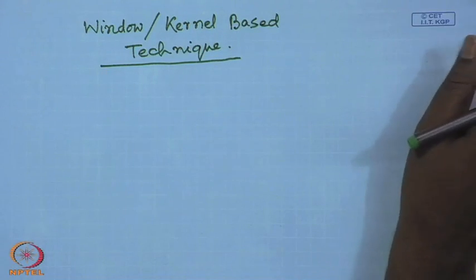So, in this window or kernel based technique, what we have said is each sample, each feature vector, is a representative of a probability density function. And this probability density function has to be so normalized that the total area or the total volume under the probability density function remains equal to 1. So, in the simplest case, we assume that every sample represents a probability density function which is a delta function.